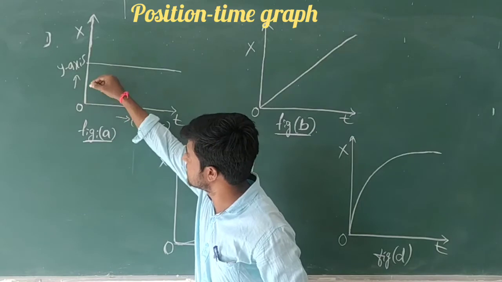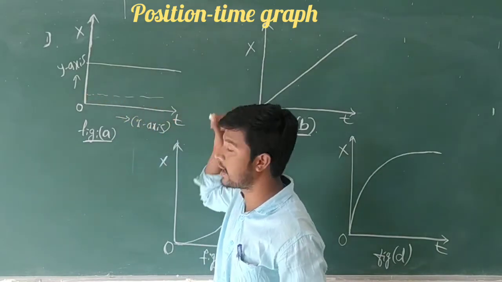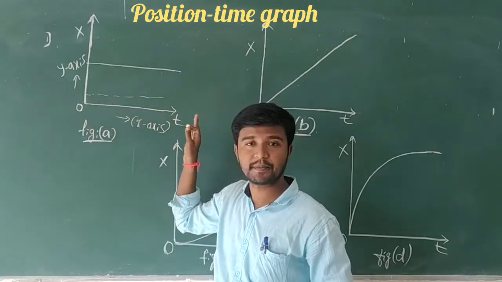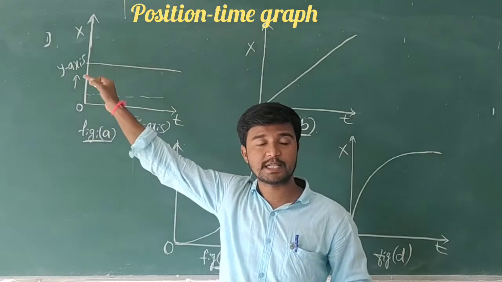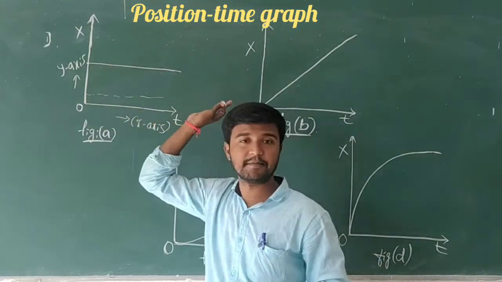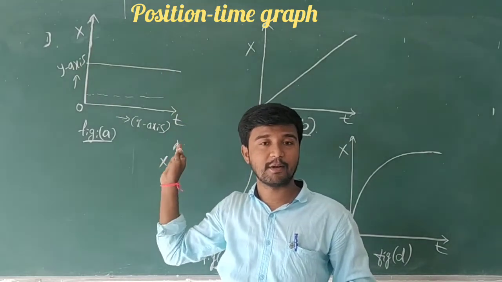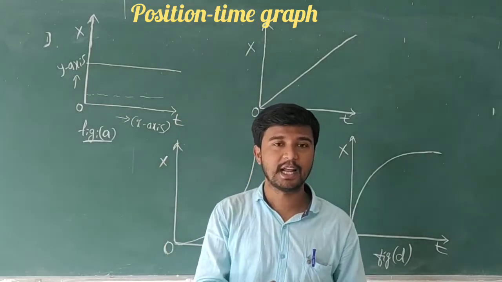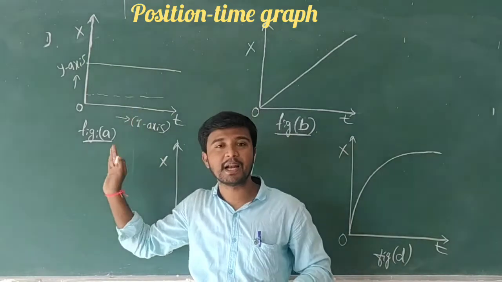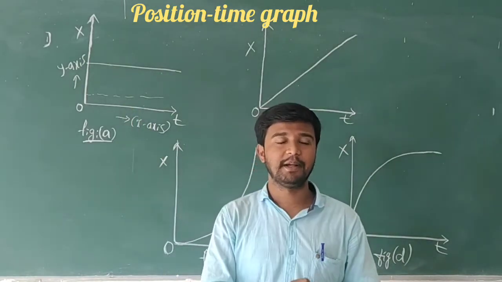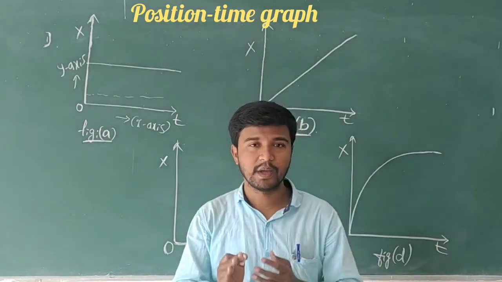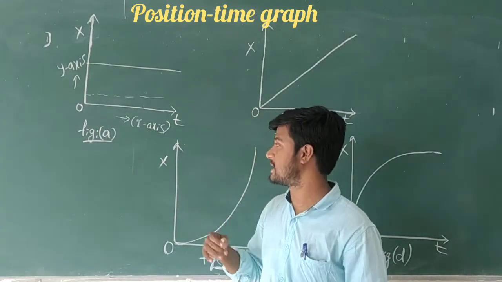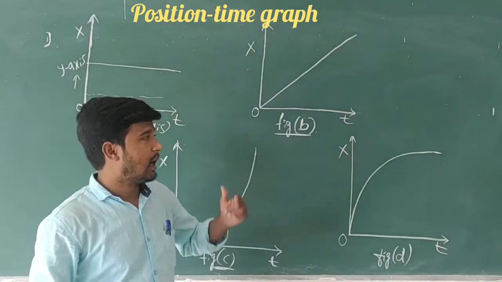Here also, for an object at rest, we have to draw a straight line. At any position, for an object at rest, we draw a straight line. The position versus time graph is a straight line parallel to the time axis. Okay, so that is the first case.